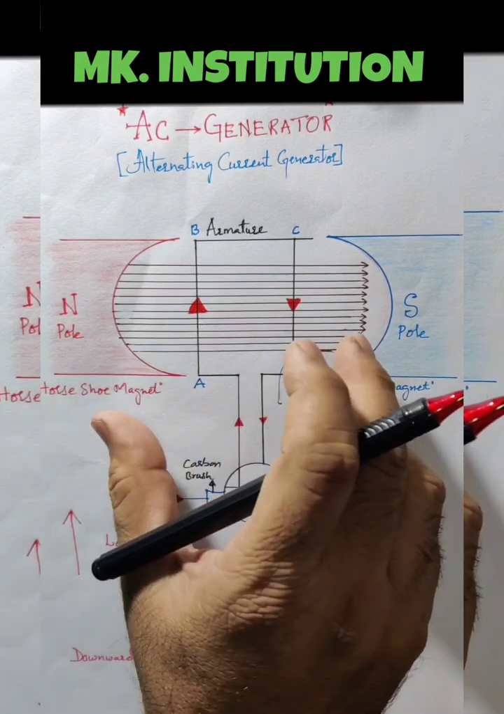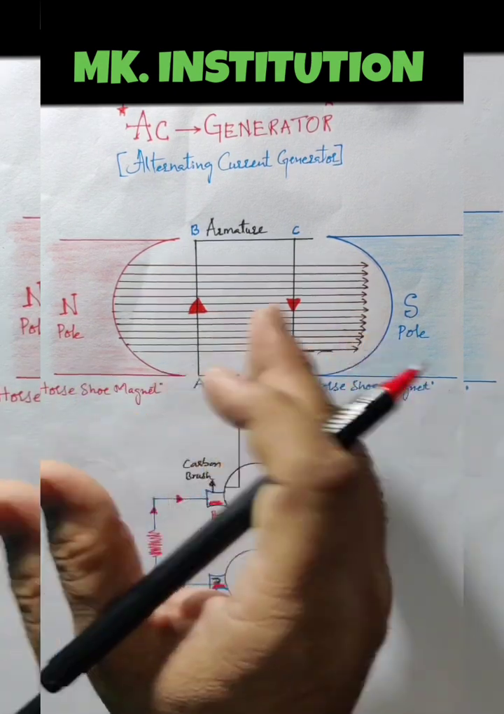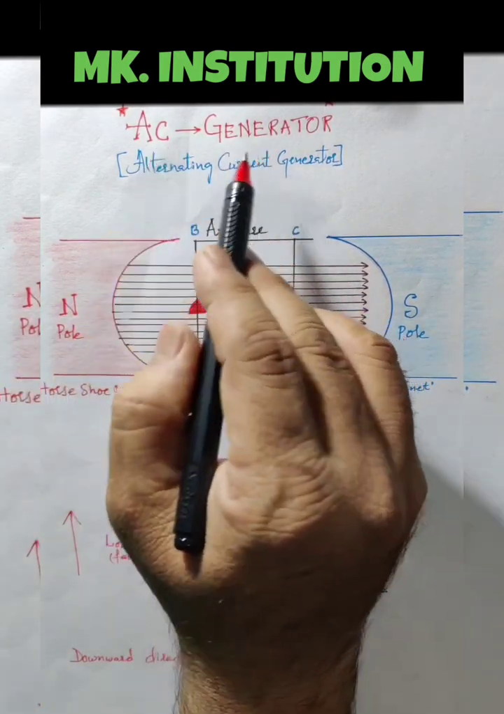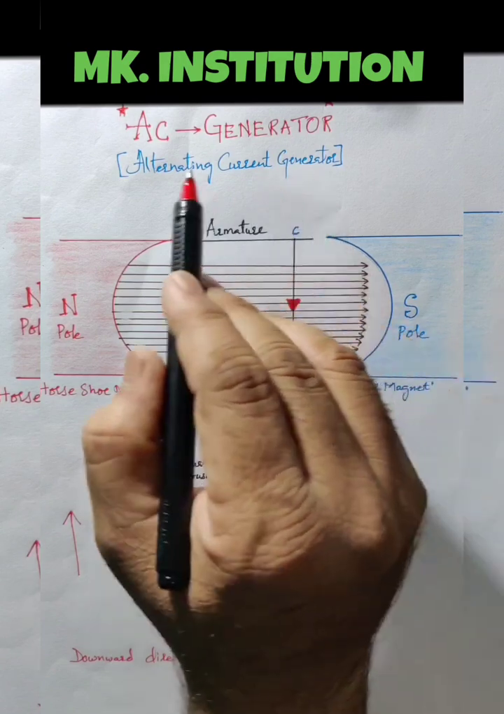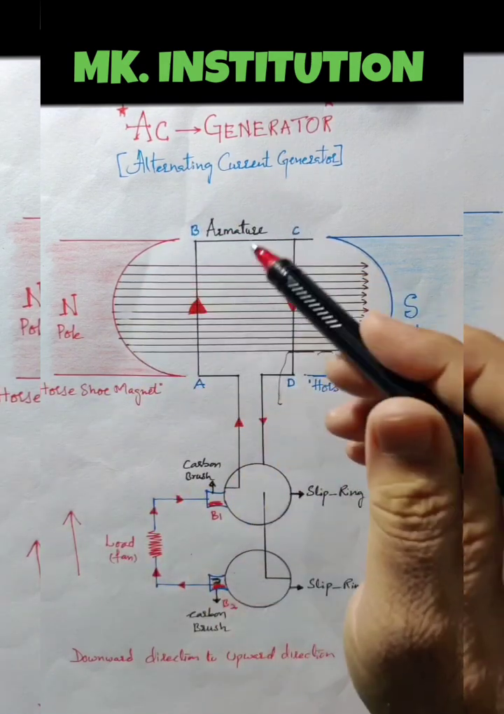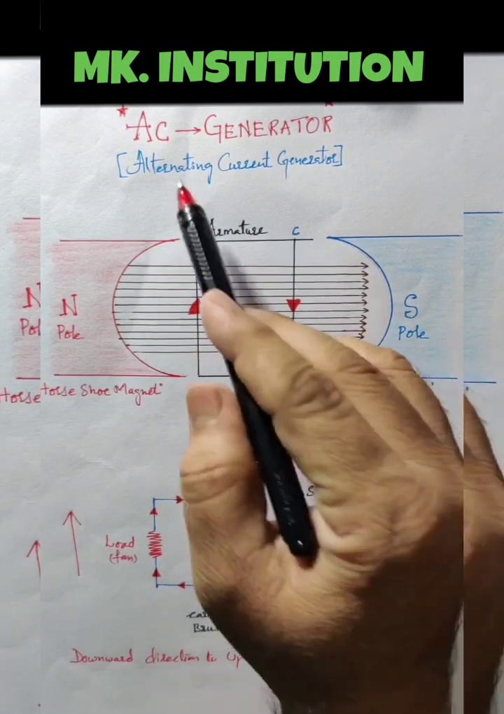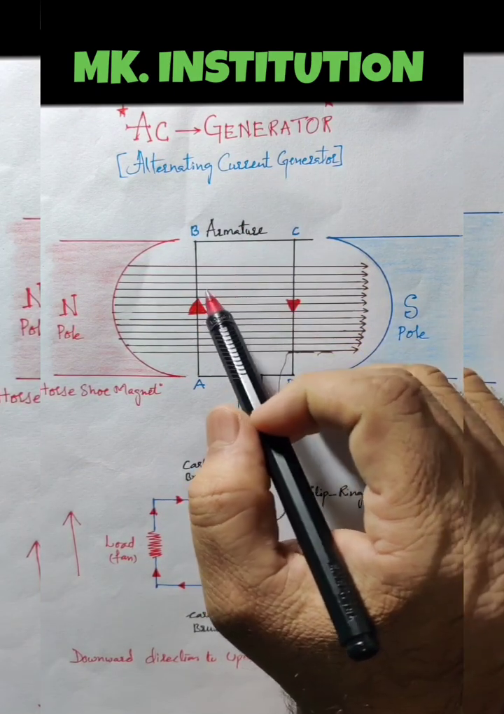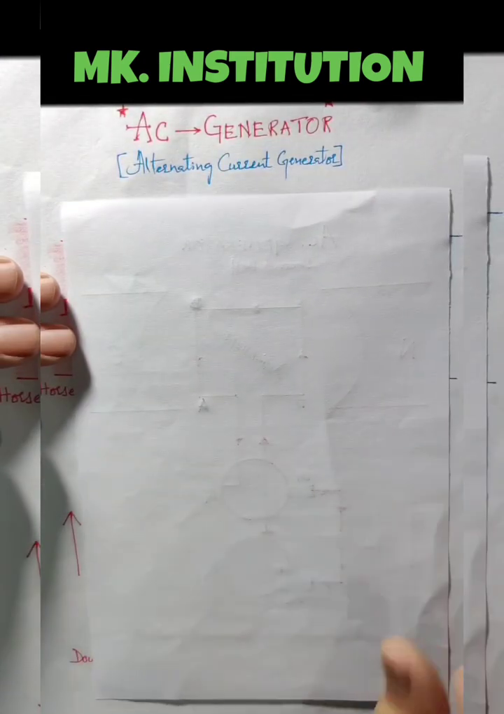Now, what is the requirement to prepare it? Some requirements are needed to prepare this AC generator. AC generator means alternating current generator. Why it is called so, I'll explain at the last. So what are the requirements we need here now?